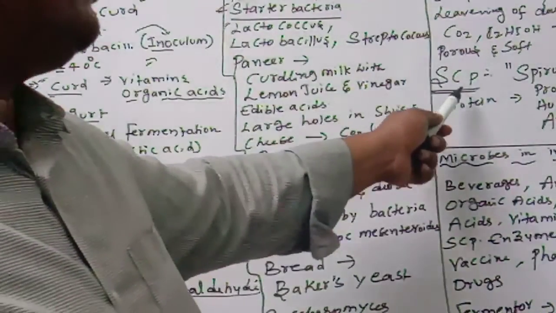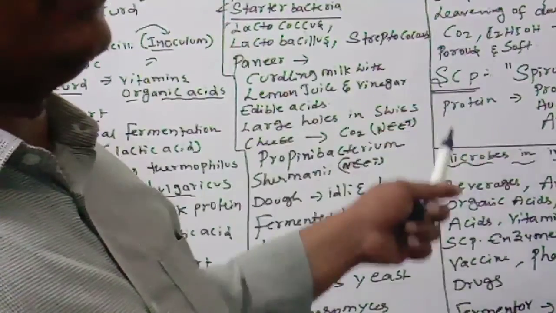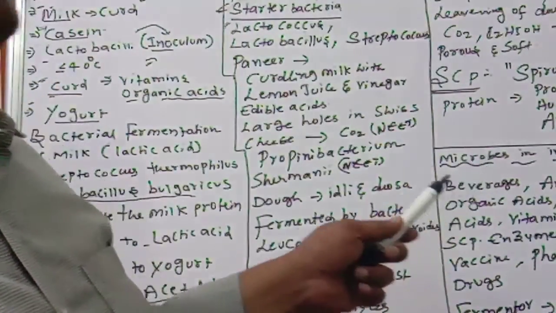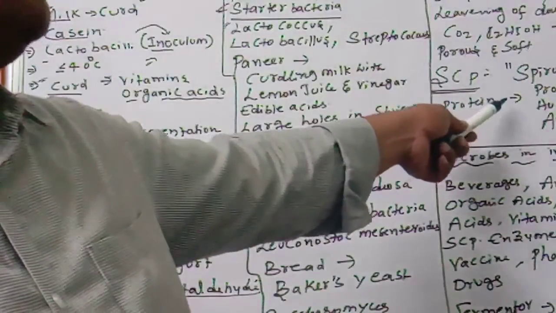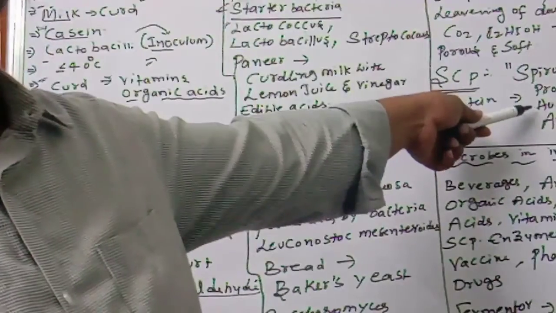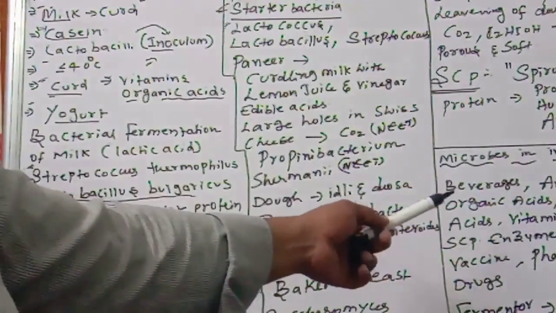Next come to single cell proteins, spirulina. Single cell proteins have protein like animal protein, the same composition and same nutritional values. That is called spirulina, a protein rich food. It is useful for humans and as animal feed. Next, microbes in industrial products.